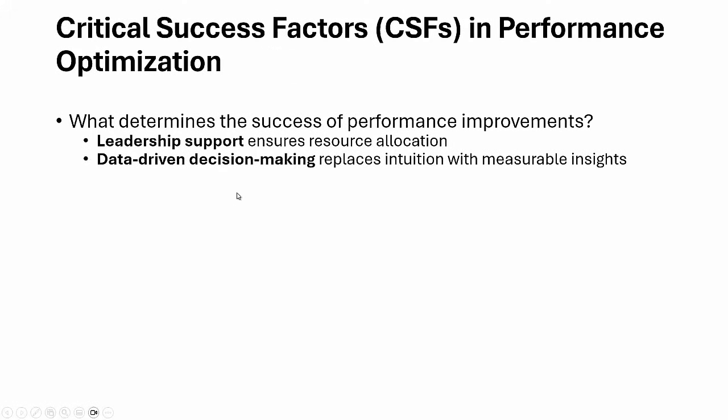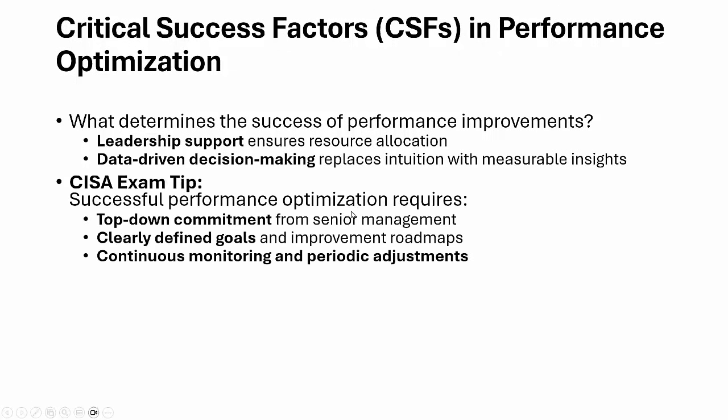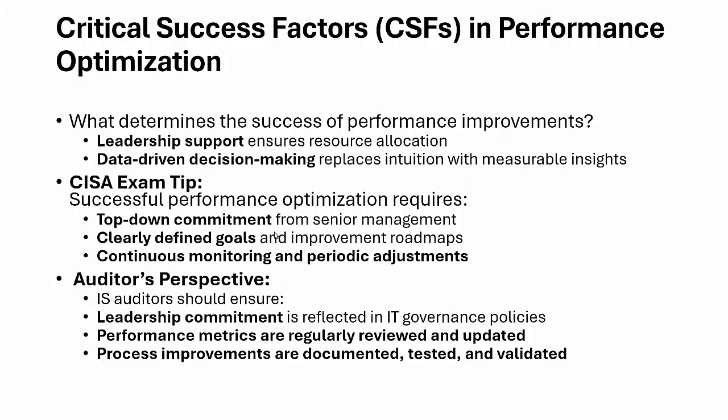So the question is, what is a critical success factor? First is leadership support. Without leadership support, you can't implement anything. So any question in the exam asking what is the most important success factor for performance, it is leadership support. And second is data. If you want a successful performance optimization, top-down commitment is required. You need to be very clear with the goals and monitoring periodic reports. So the auditor perspective is that audit should ensure leadership commitment is reflected in the IT governance policies, performance metrics are regularly reviewed, and process improvements are documented, tested, and validated.